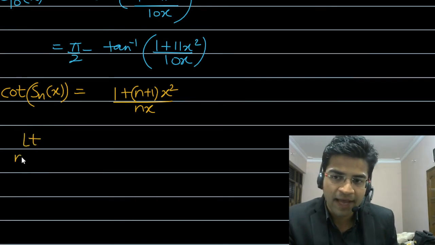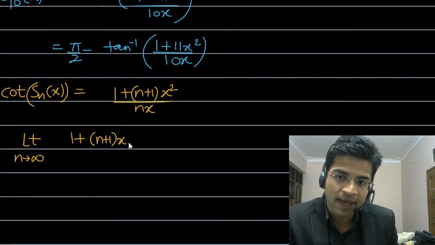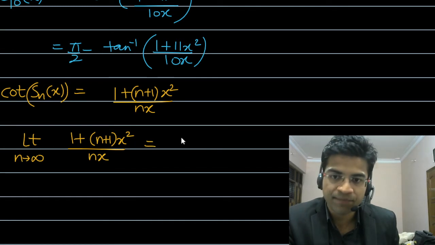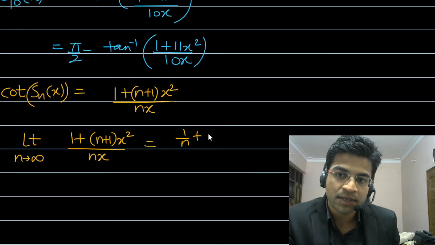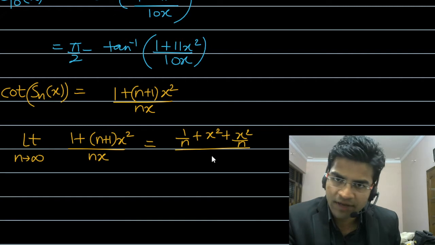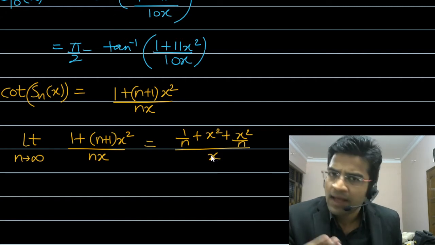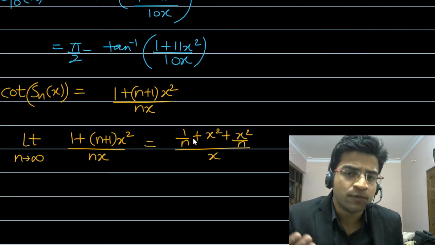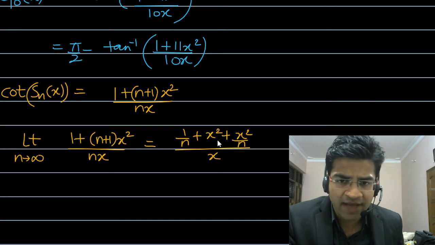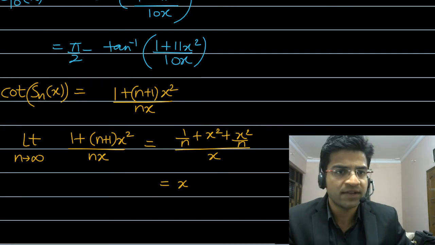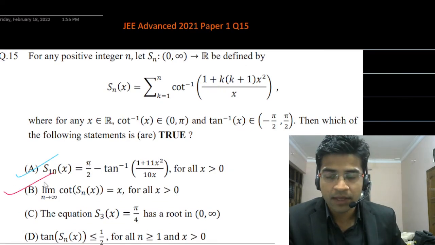So limit n approaches infinity of (1 + (n+1)x²) upon nx. Divide both numerator and denominator by n. You will get 1/n plus x² plus x²/n, and in the denominator you will get x. Apply the limit: 1/n will become 0, because if n approaches infinity, 1/n approaches 0. So the first term is 0, the third term is 0. You will have x² by x, which is equal to x. So it is perfectly fine. Option B is also very true. It is also correct.